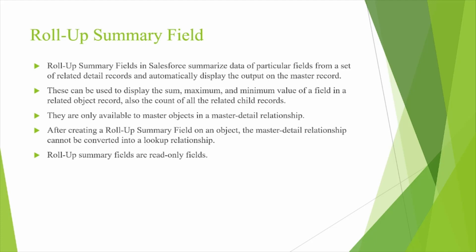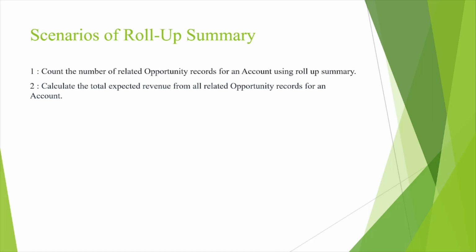Going forward, let me explain with some real scenarios of the roll-up summary field so that you can understand better and get more clarity. Our first scenario is to count the number of related opportunity records for an account using a roll-up summary. Account and opportunity have a master-detail relationship, so we have to count the number of related opportunities per account using a roll-up summary field.